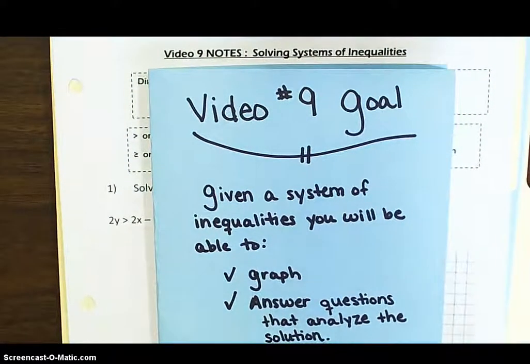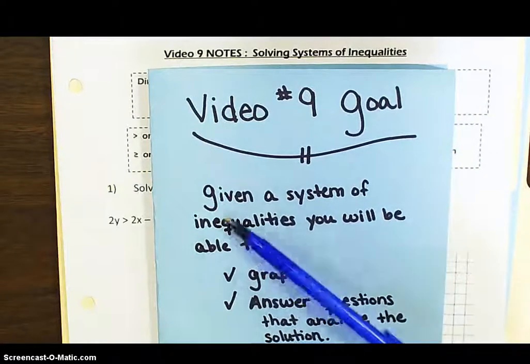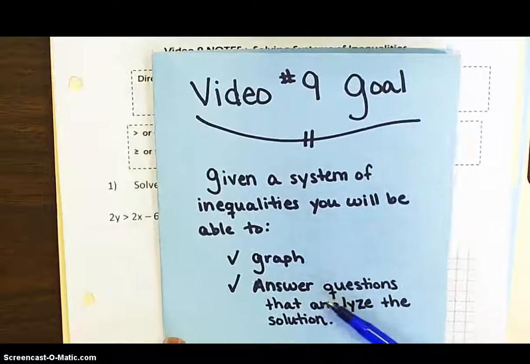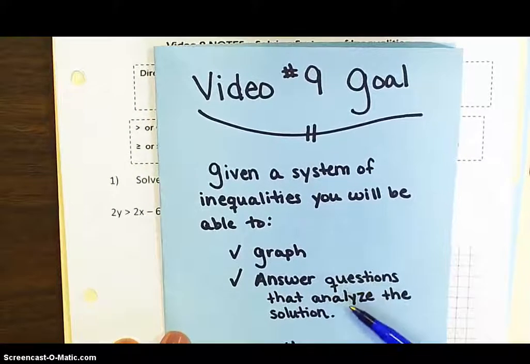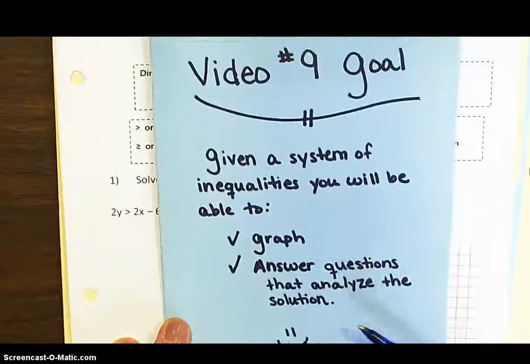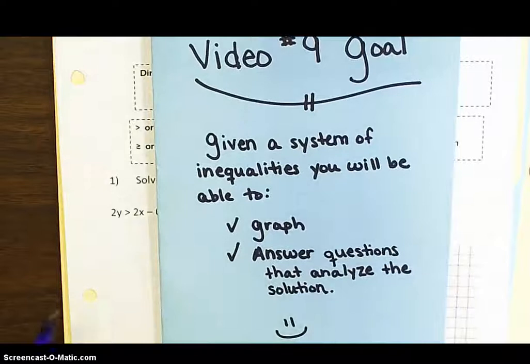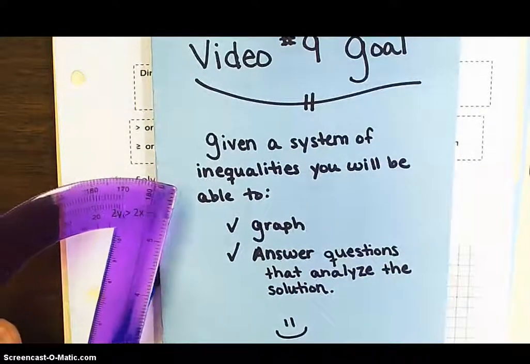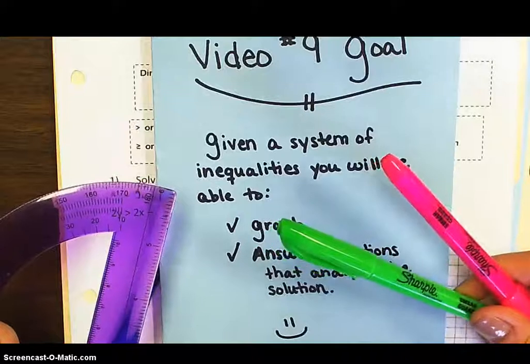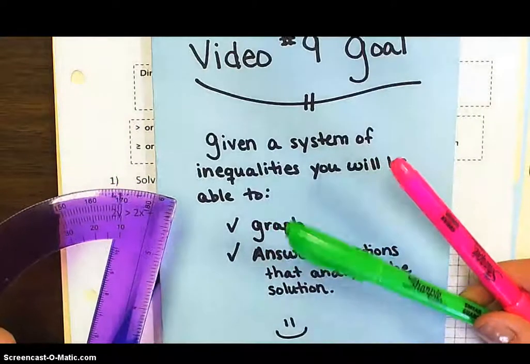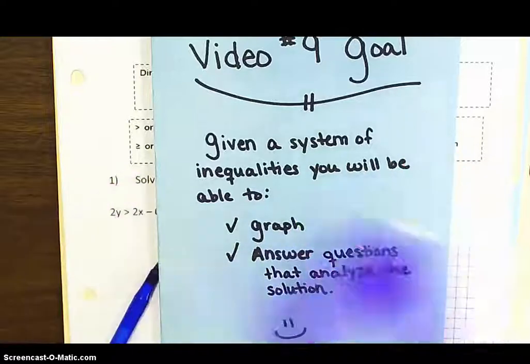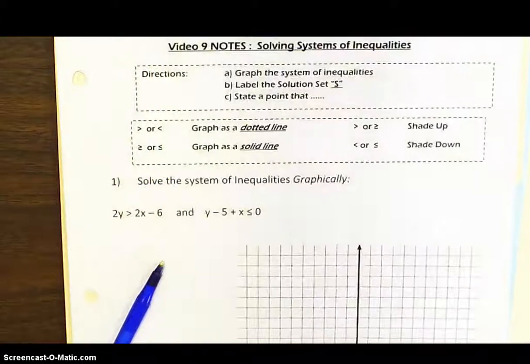All right, today we are going to be solving systems of inequalities. Our goal for today: given a system of inequalities, you will be able to graph and answer questions that analyze the solution. In order to do that, you are going to need a ruler, and I would recommend, if you've got 2 different colored highlighters, today it might be handy to have some color to help us in our analysis of the solution. All right, so let's go ahead and take a look.